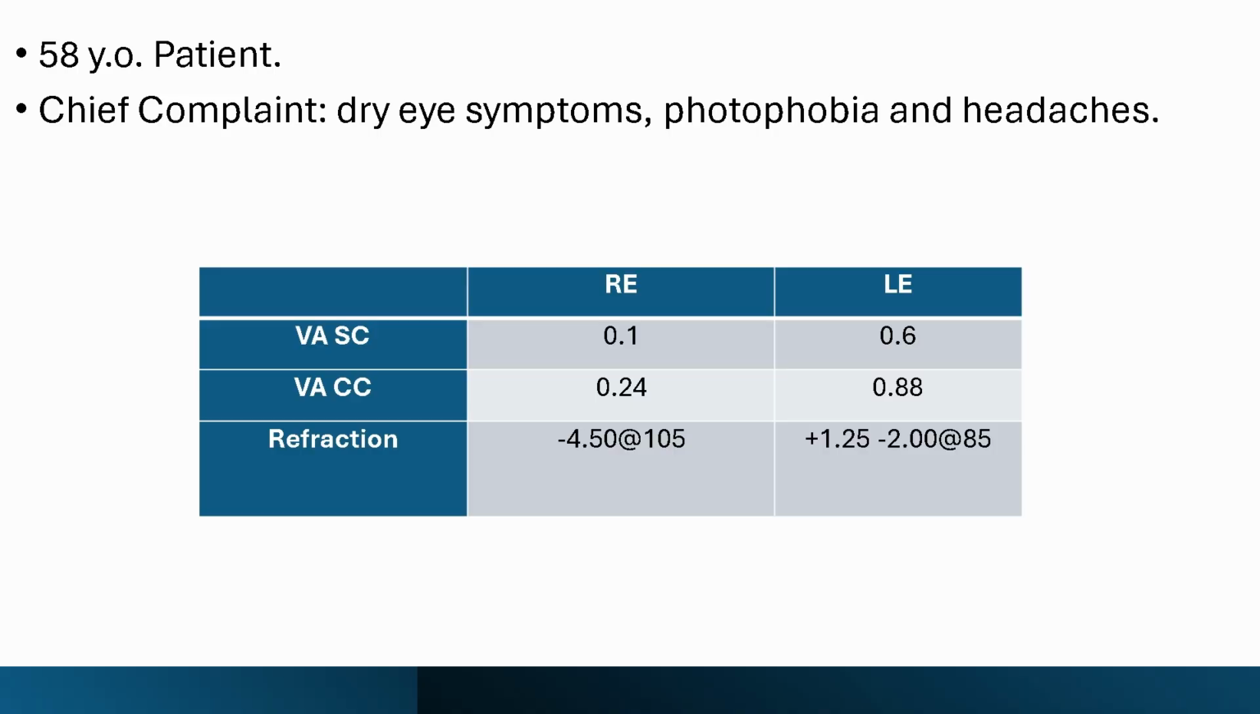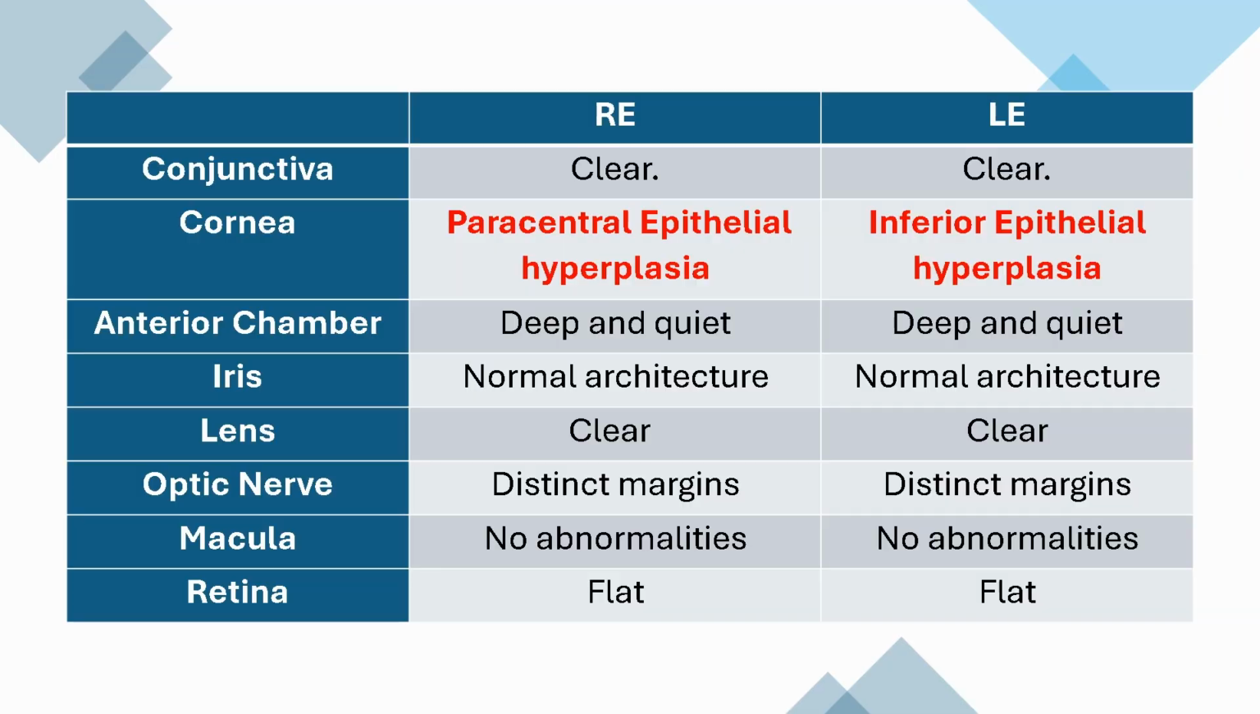A 50-year-old patient came to the clinic complaining of dry eye symptoms, photophobia, and headaches. The visual acuity without correction is 0.1 in the right eye and 0.6 in the left eye, and with correction 0.24 in the right eye and 0.88 in the left eye. In the right eye, the refraction is minus 4.5 diopters of astigmatism at 105 degrees. On slit lamp examination, we observe paracentral epithelial hyperplasia in the right cornea and inferior epithelial hyperplasia in the left cornea. Aside from these findings, no other pathological abnormalities were noted during the examination.